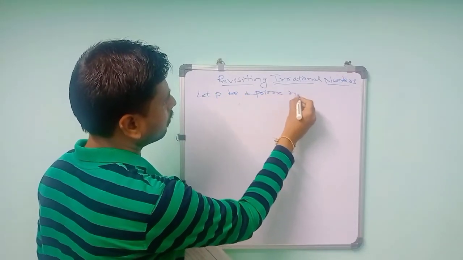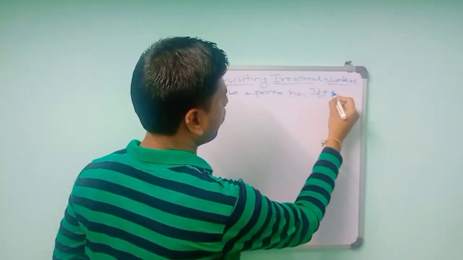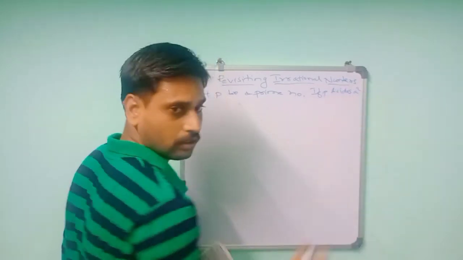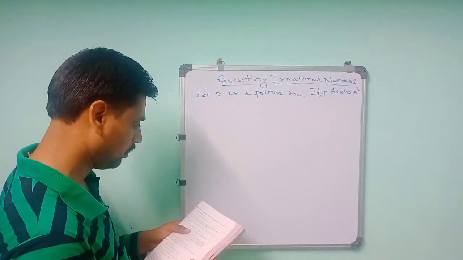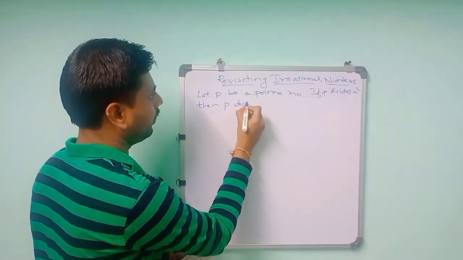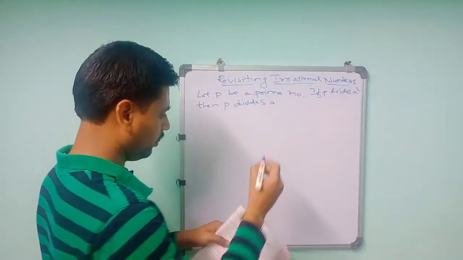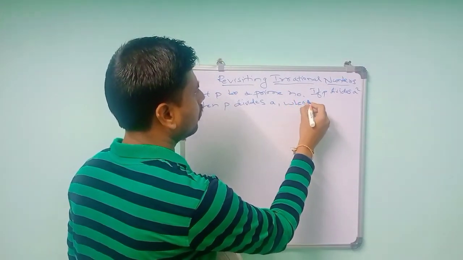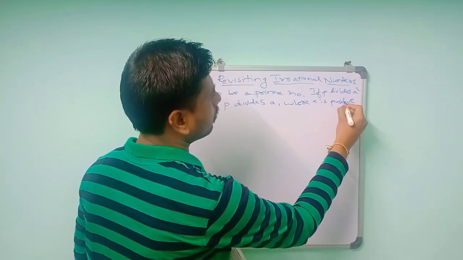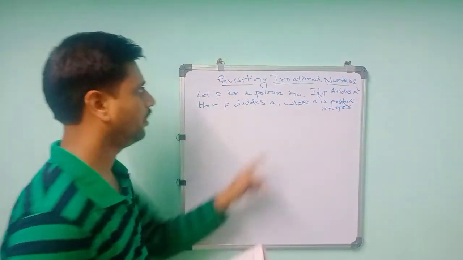If p divides a squared, then p divides a, where a is a positive integer.